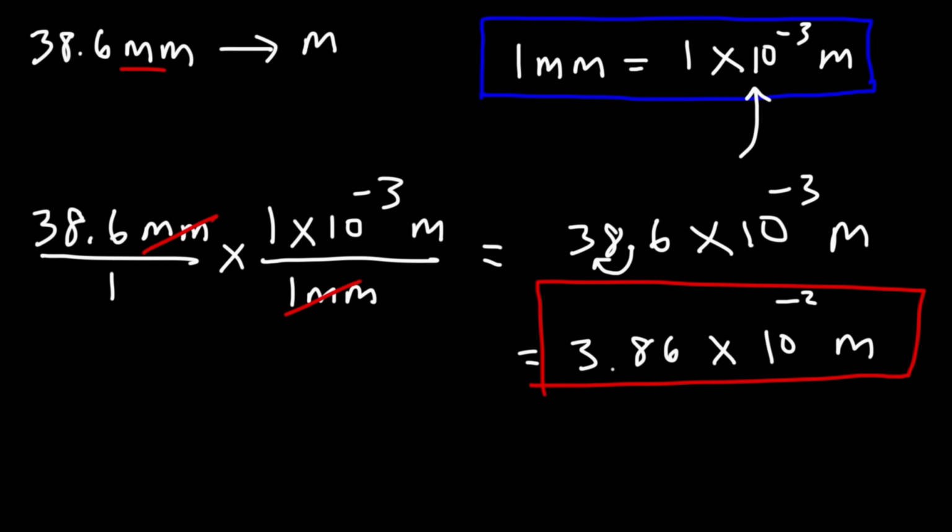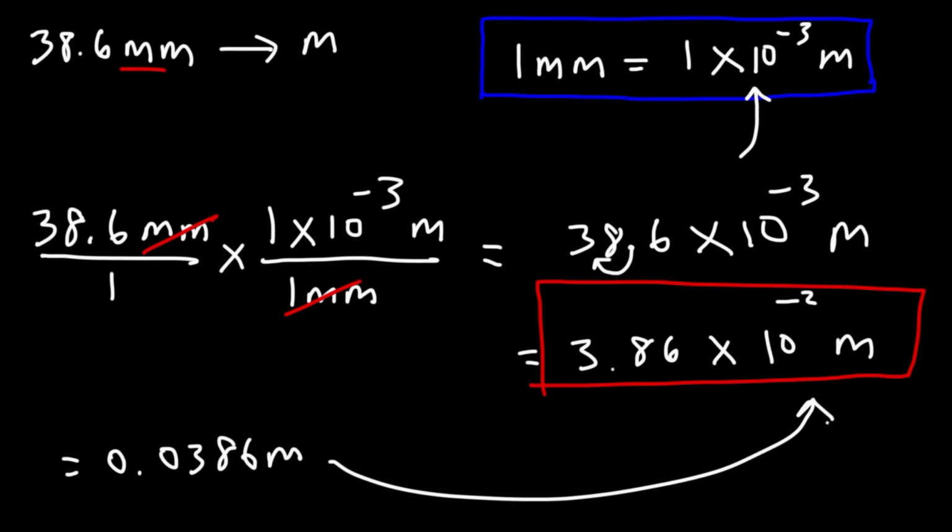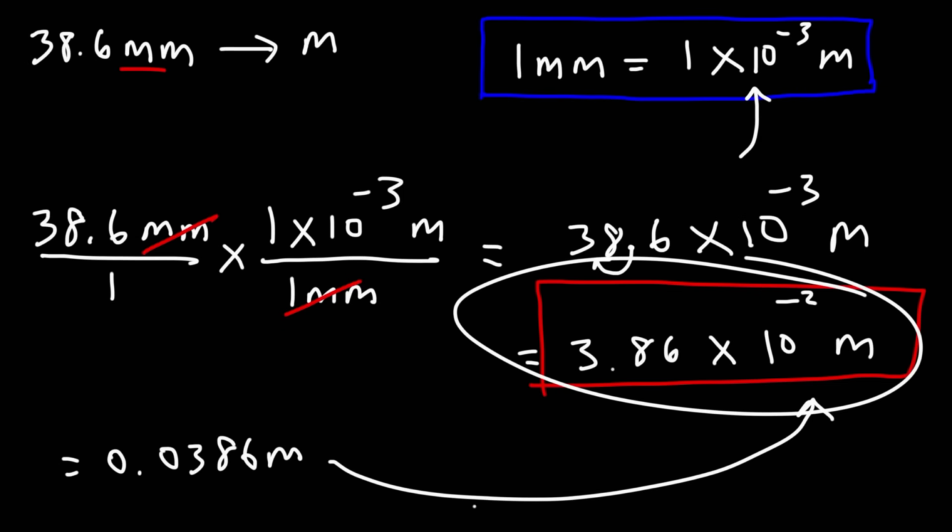And of course, you could just put this in the calculator. If you type in 38.6 times 1 times 10 to the minus 3, it will give you 0.0386 meters, which is the same as 3.86 times 10 to the minus 2. So hopefully you're familiar with scientific notation. If not, I do have a video on that, which will help you whenever you see things like this.